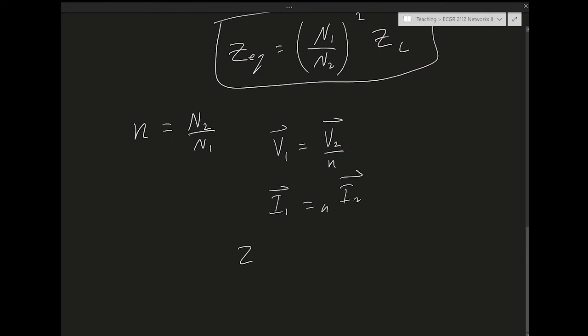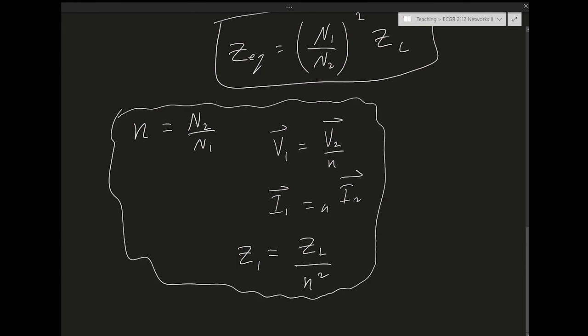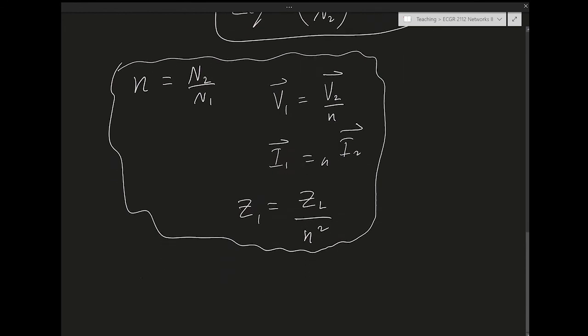And then finally, let's call Z equivalent Z1. This is a reflected impedance. This is the reflection of the impedance at the secondary side of the transformer over to the primary side. So Z1 equals ZL times N1 over N2 squared. That's the inverse of n, so it's ZL over n squared. This is just summarizing the relationships that we derived so far. All right, let's do some examples.